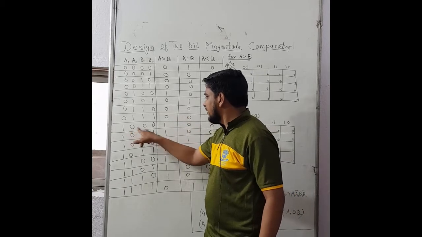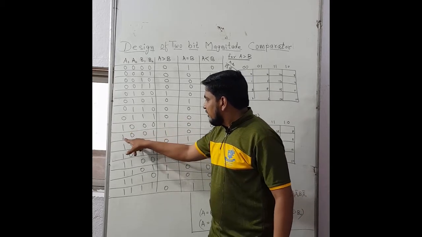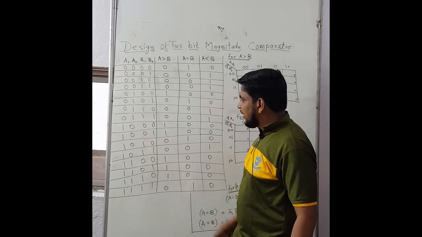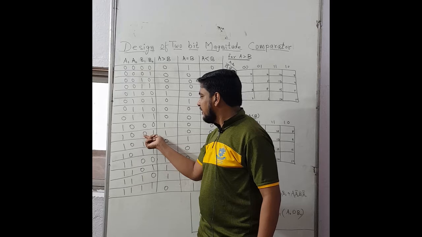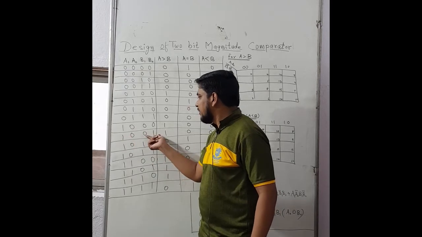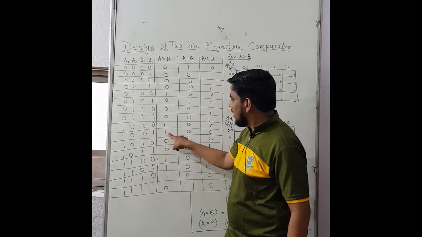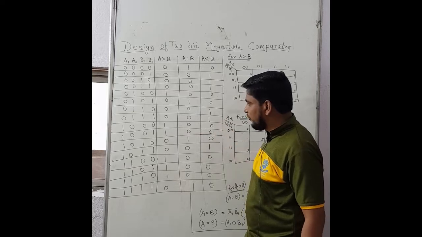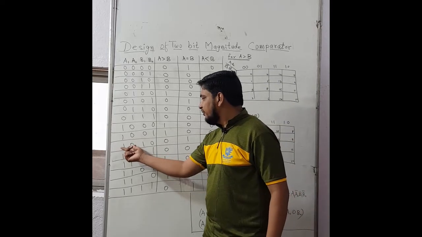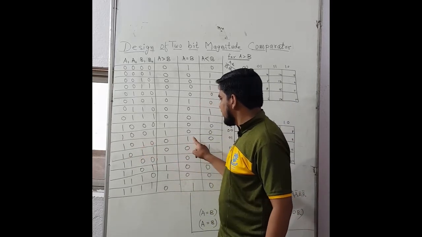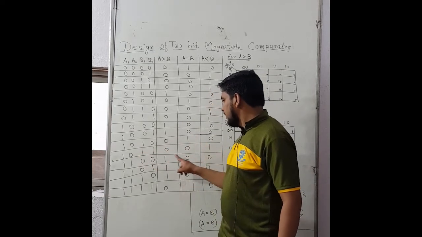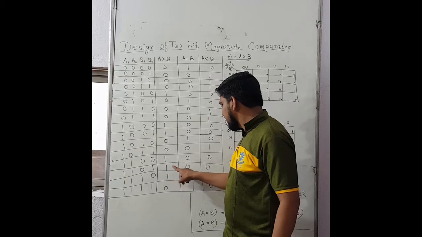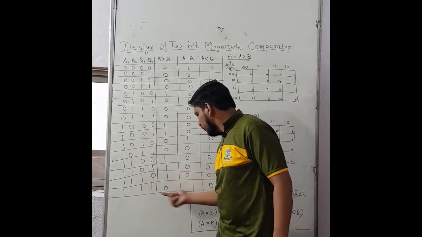Here 1 0 is greater, that's why A is on. For 1 0 and 0 1, again the same condition: 1 0 is decimal 2 and 0 1 is decimal 1. So 2 is greater, means A is greater. So A is high, remaining all are off. For this condition 1 0 is equal to 1 0, so A is equal to B is on. For this condition B is greater, then A is greater, B is greater, and in the last condition both are equal.